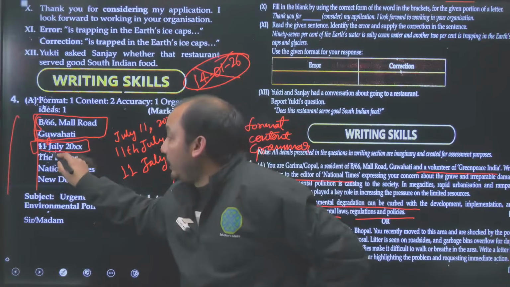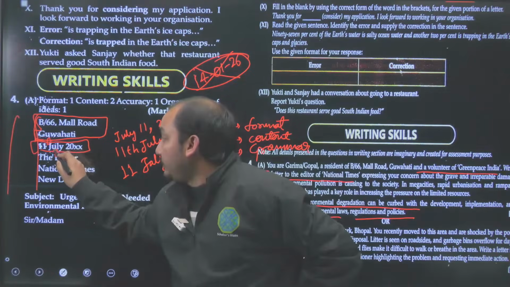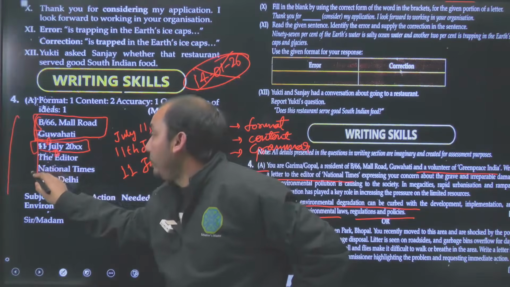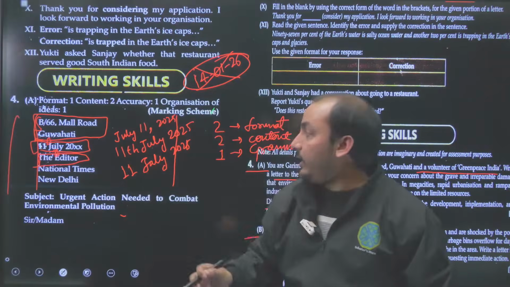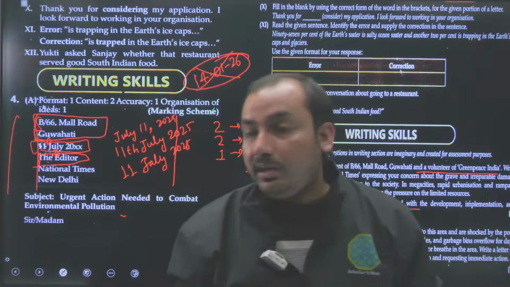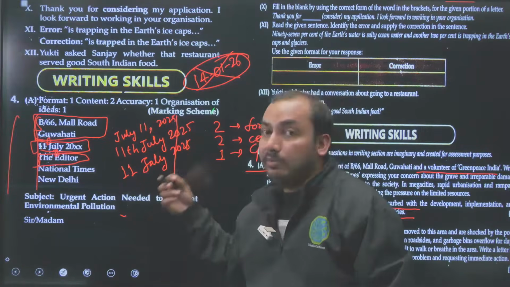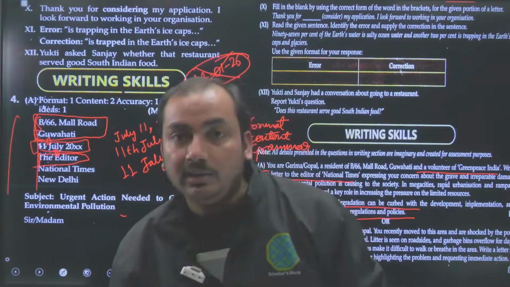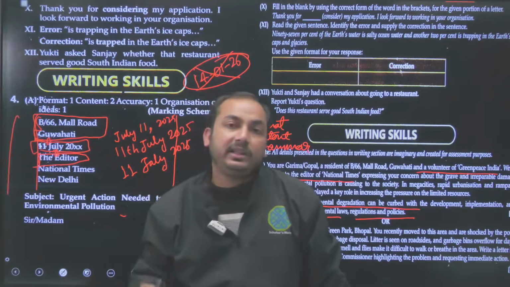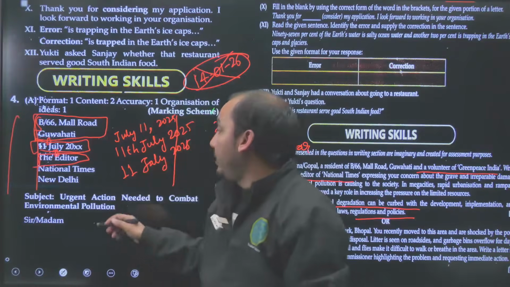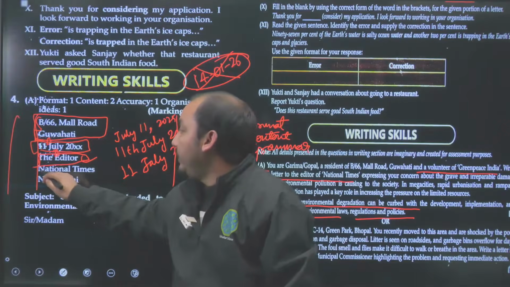Also, after writing the date, give one line space again. There must be one line space, and after that you have to write the authority. Here you have to mention the authority. If you are giving a letter to the police station, the authority may be the inspector. If you are giving a letter to the bank, you must use the word manager. If you are giving a letter to some other office, in every office you will find some authority. Here, as we are giving this letter to the editor, we have mentioned the word editor. And after editor, National Times.